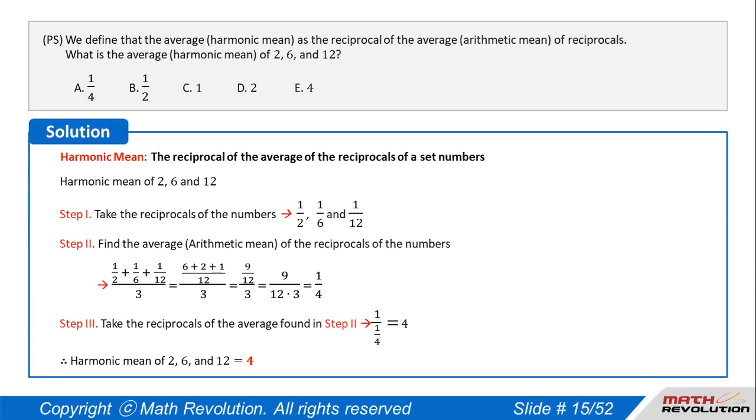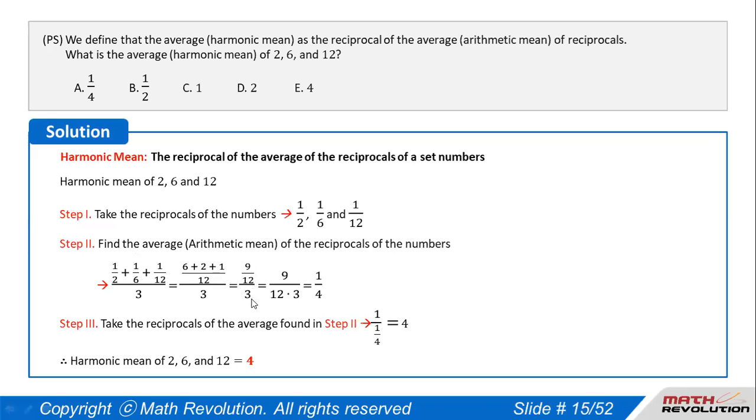I make it 1 over 2, 1 over 6, 1 over 12. I add them all. It's not a big deal to add fractions. I'll add them all, making a common denominator of 12, which is taking an LCM of 2, 6, and 12. So my numerator here happens to be 9 over 12.